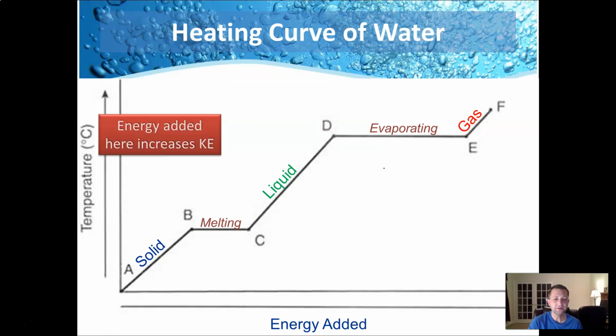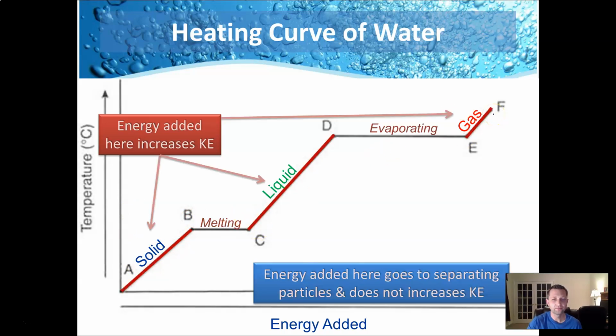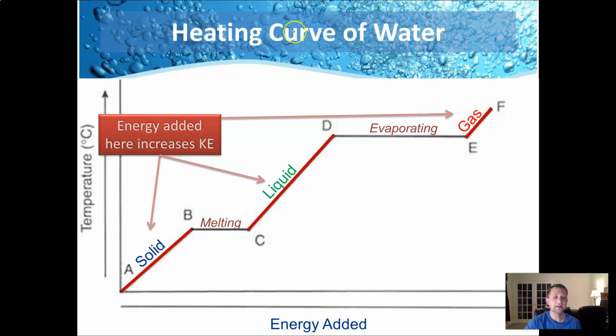So you need to know the different parts of this curve. You need to know what's happening at the parts where it's moving, where it's increasing. The three parts where it's increasing, A to B, C to D, E to F. Kinetic energy is being added here, or the kinetic energy is increasing as energy is being added, I really should say. So kinetic energy, we need to know, is the energy of movement, right?